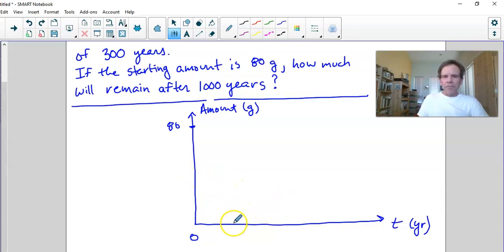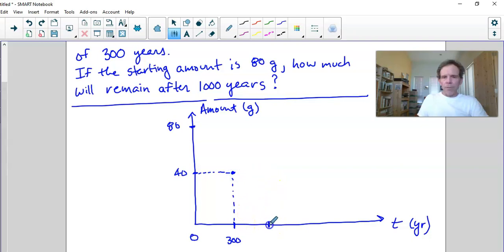And what does the half-life mean? It means after that half-life, 300 years in this case, there's going to be half the amount you started with. So there'll be 40 grams after 300 years. So I'm going to put a point here at 300 years, 40 grams.